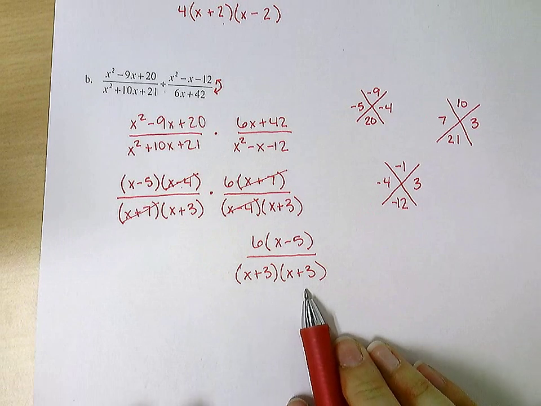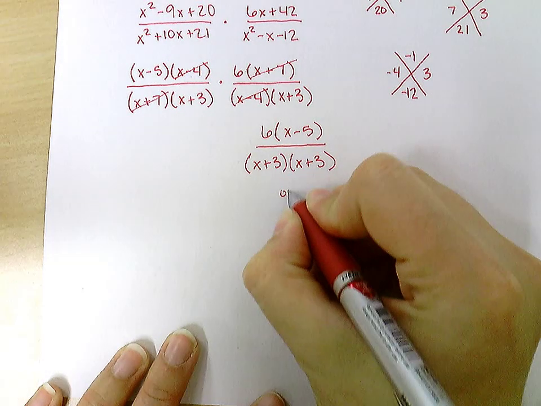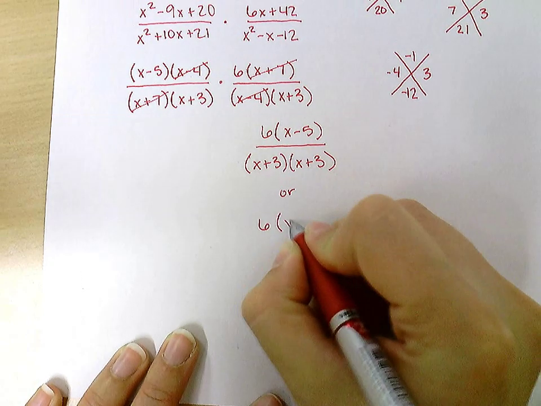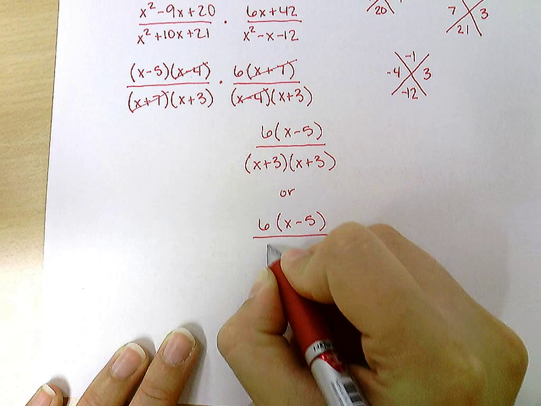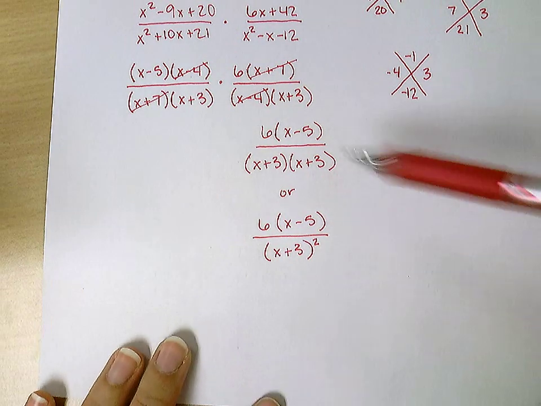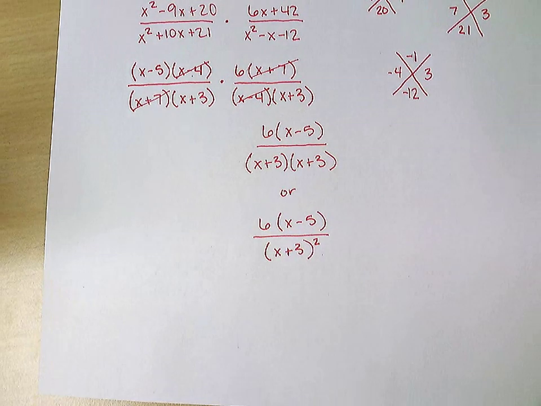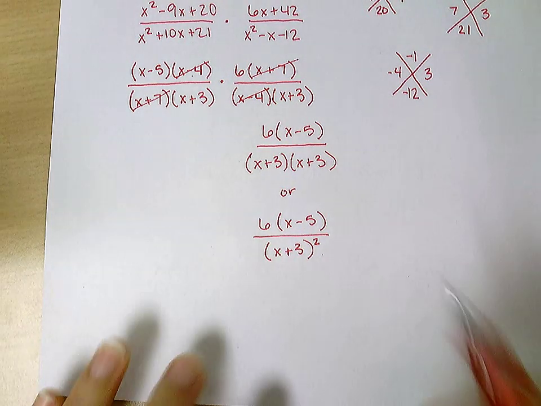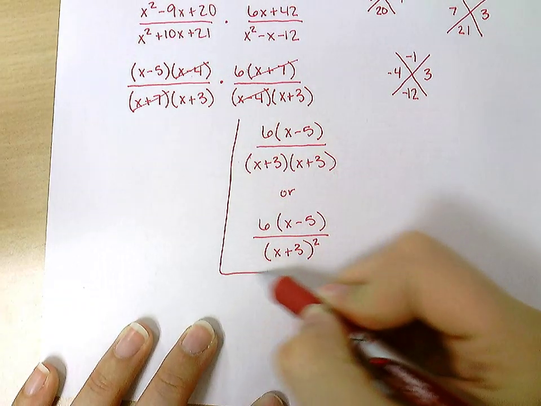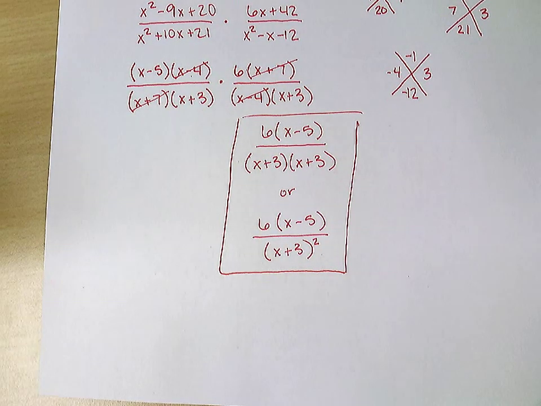Now you can keep it like this, that's fine. Or you can write it as 6 times x minus 5 over x plus 3 squared. Okay, that's the same thing. So if you notice you have 2 of the same quantity, it's a squared quantity. So that doesn't matter which way you write it. I'll accept either. Okay, questions on letter B on the back?